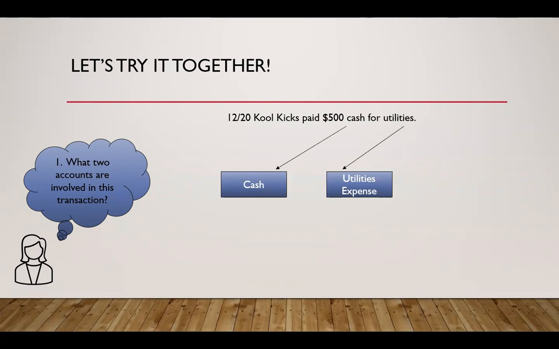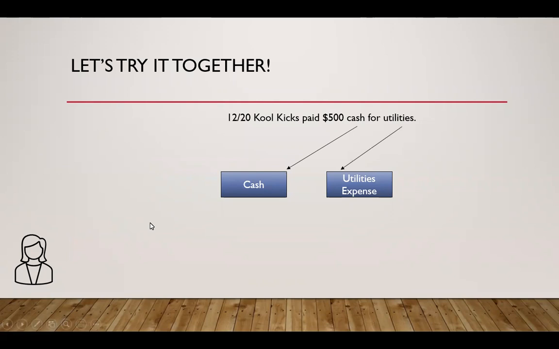Remember, you have to spend money to make money. And the money that you spend to help you generate revenue should be recorded as an expense. So if I am renting a building, or if I have a building, in order for me to service my customers, I have to have some electricity. So spending money on utilities helps me generate revenue. That's why utilities is an expense. So my two accounts involved are cash and expenses.